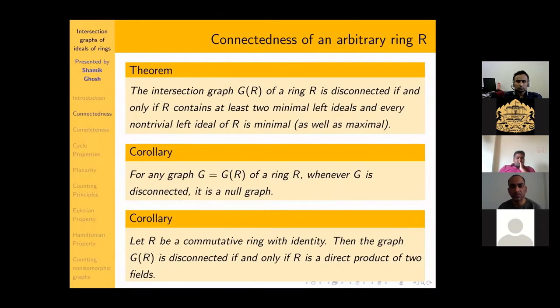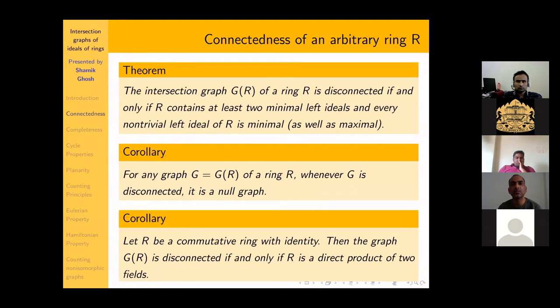So that is basically the theorem. The intersection graph of a ring, for any arbitrary ring, is disconnected if and only if the ring contains at least 2 minimal left ideals and every non-trivial left ideal of R is minimal. In fact, here you can see that they are maximal also. If all of them are minimal, then they are maximal also. So it is basically a very trivial case, the disconnected case.